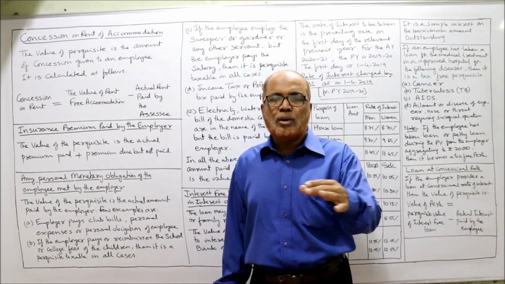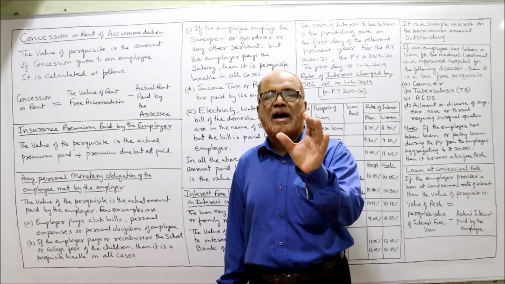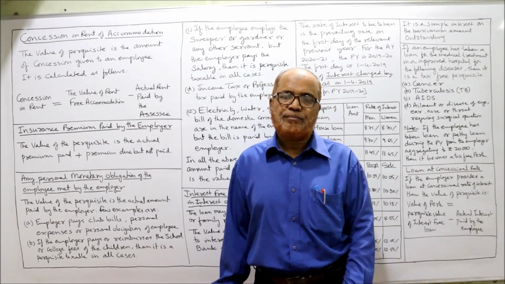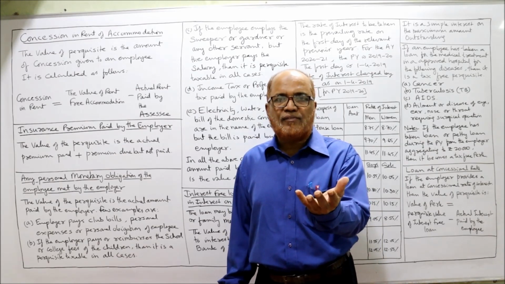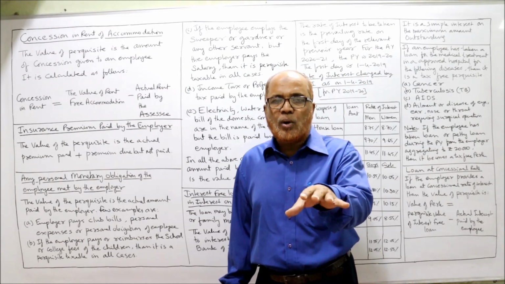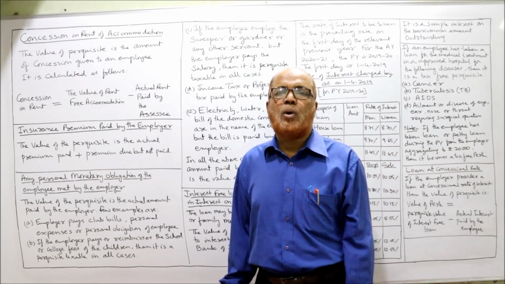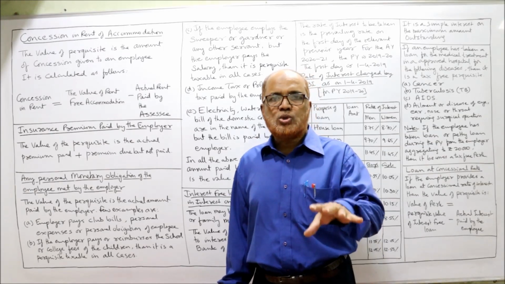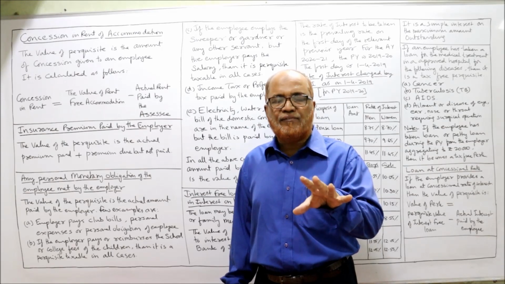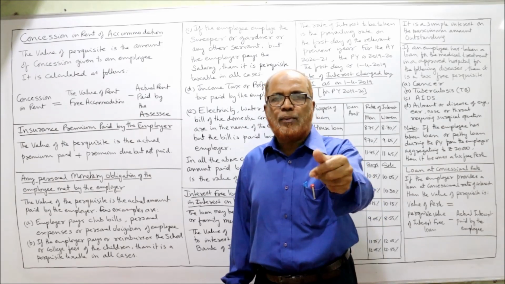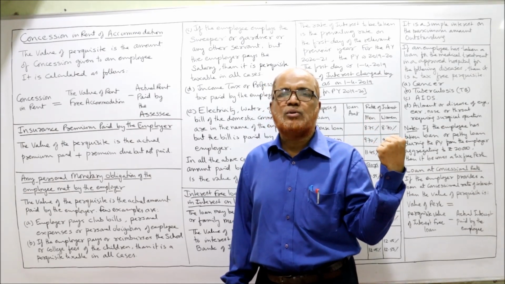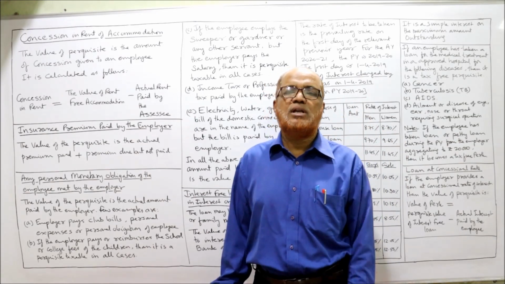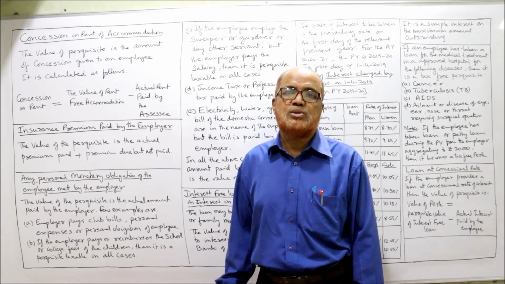Example. According to the provisions of the Income Tax Act, let the value of rent-free accommodation be 2 lakh rupees. But the employee has paid the employer 50,000 for the whole year. The value of rent-free accommodation is 2 lakh, and the employee has paid 50,000. So 2 lakh minus 50,000, that is 1 lakh 50,000, is the value of the perquisite.